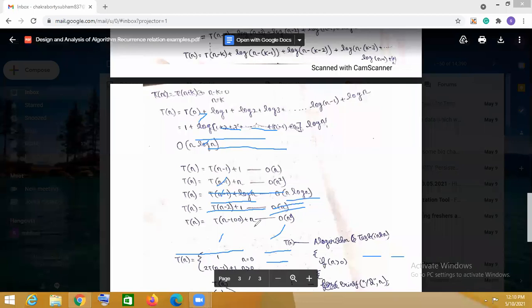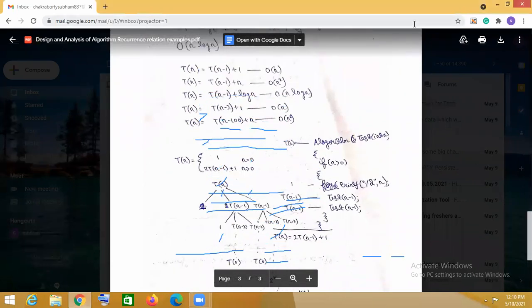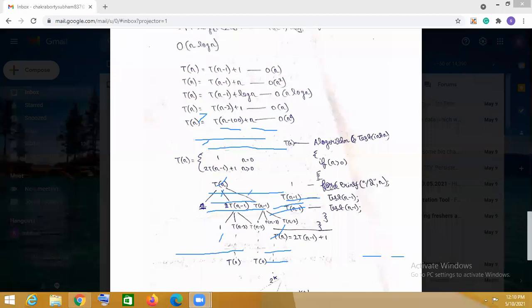Okay. Is it clear? Yes, sir. Okay. So this is another type. You can solve it. This is another recurrence relation.